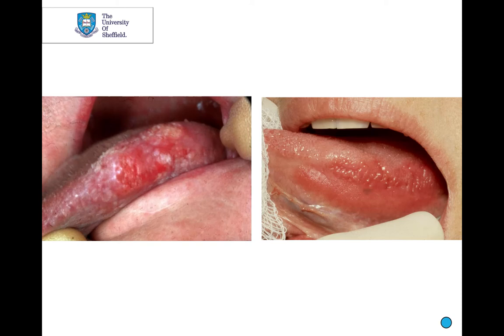But they can be much more subtle, and you see the lesion here on the right-hand side. Again, much harder to define, it has got a slightly raised, velvety appearance to it. It's not particularly red, and that is going to be more difficult to see in your examination. But it also on biopsy was dysplastic.